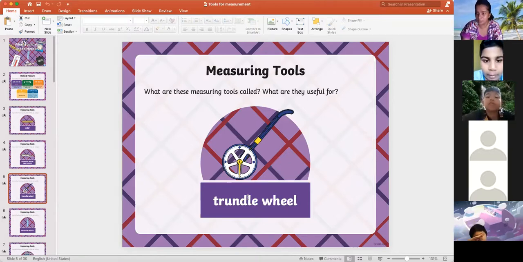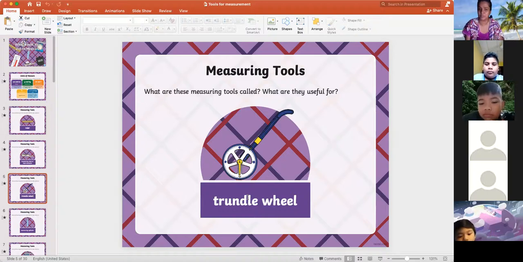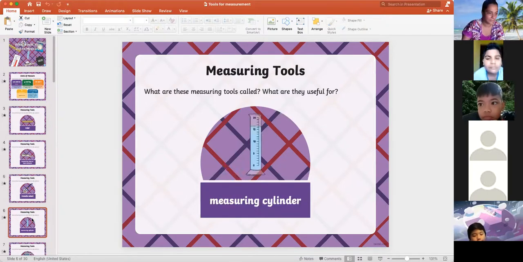You don't run more than that. In a stadium or anywhere you want to see the measurement, they will use the trundle wheel to measure. Not just 100-meter runs, can be 400 meters, can be 200 meters. So you won't use your ruler, isn't it? Doesn't make sense. So you use different tools to measure different things. Now let's go to the next one.